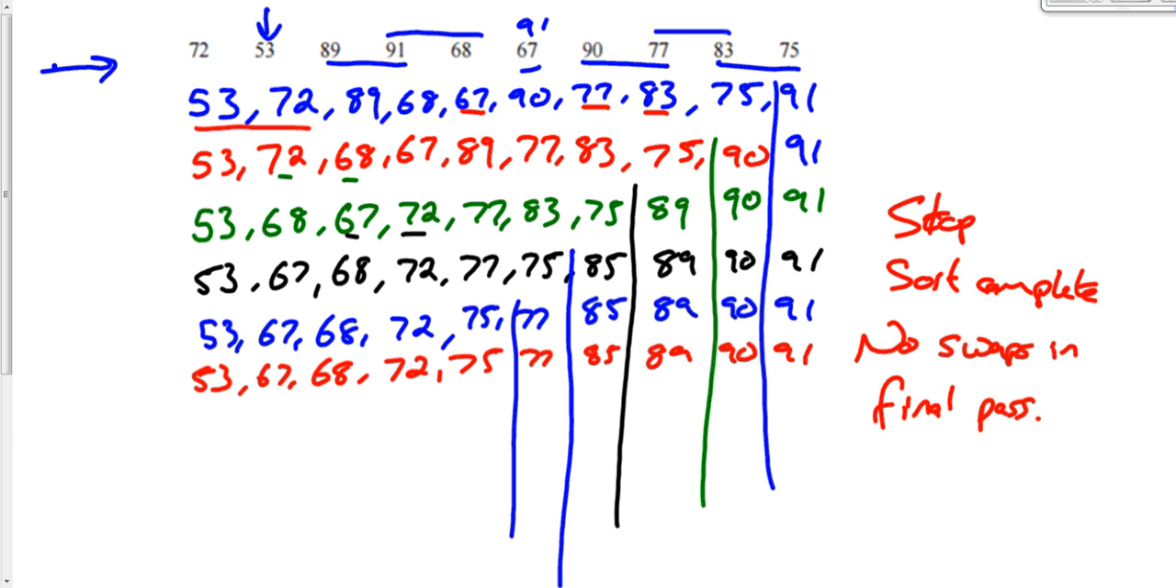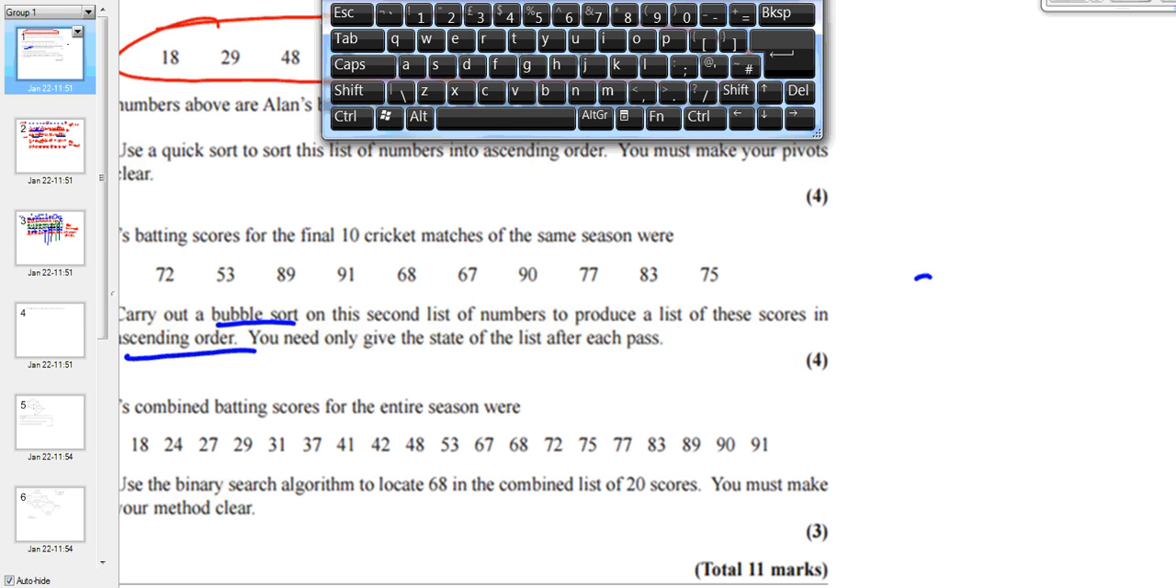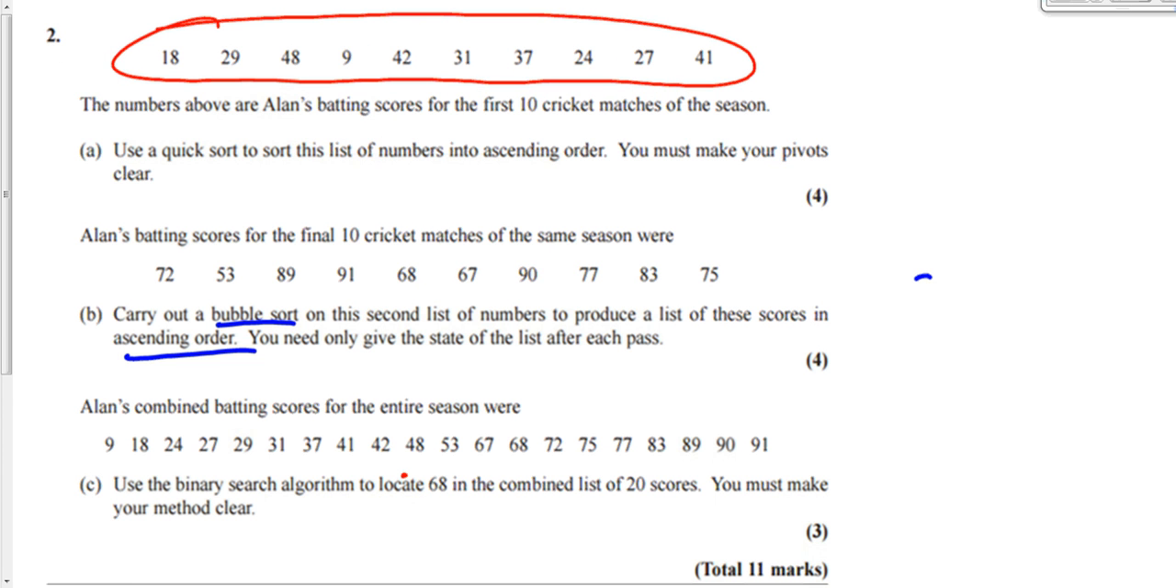Okay, and then that question's done. So going back to the first question. Alan's combined batting score for the entire season was this one here. Now A and B on the whole were done pretty well. I mean, most people knew what to do. The one that let people down was C, and it's the binary search.